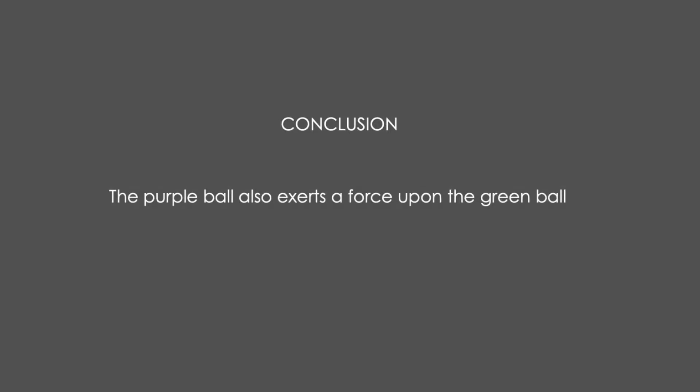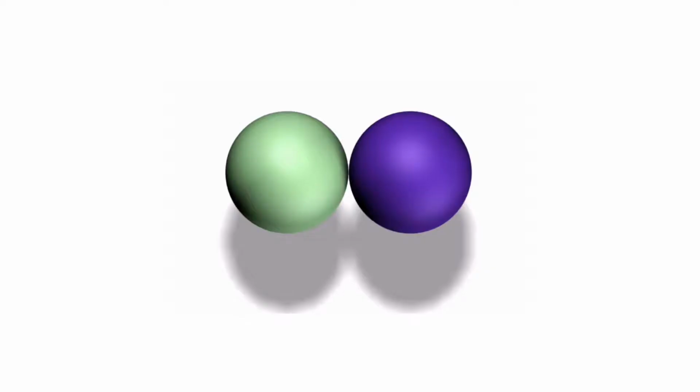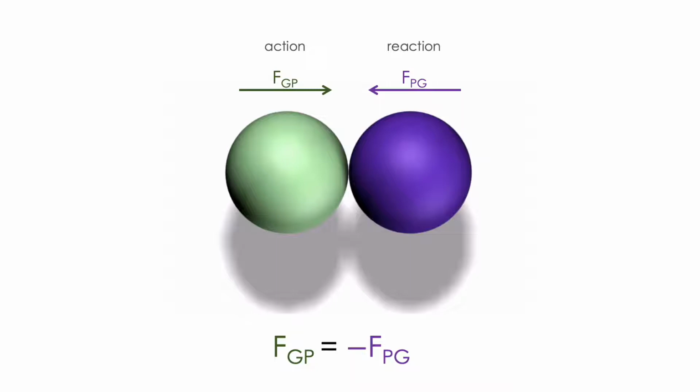Now, this is possible only if the purple ball also exerts a force on the green ball. Hence, whenever the green ball exerts a force Fgp on the purple ball, the purple ball also exerts a force Fpg upon the green ball. Here, Fgp is called the action force and Fpg is called the reaction force. So then in the equation form, Newton's third law could be written as Fgp is equal to minus Fpg.